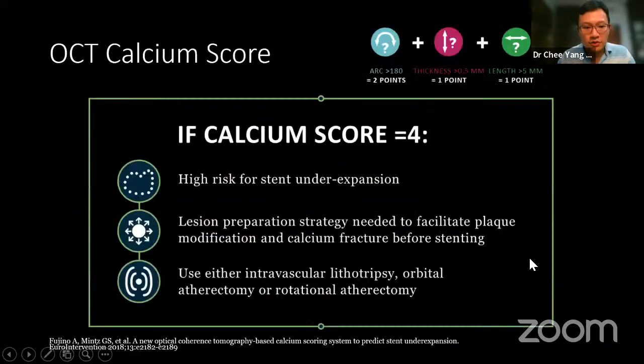And if you score 4 points, so if you have all these 3 elements, then you are at high risk of stent underexpansion, because the calcium lesion is more likely to be difficult to be well prepared. And so you really ought to pay more attention to your lesion preparation. And you might want to consider the use of adjunctive devices like atherectomy or lithotripsy.